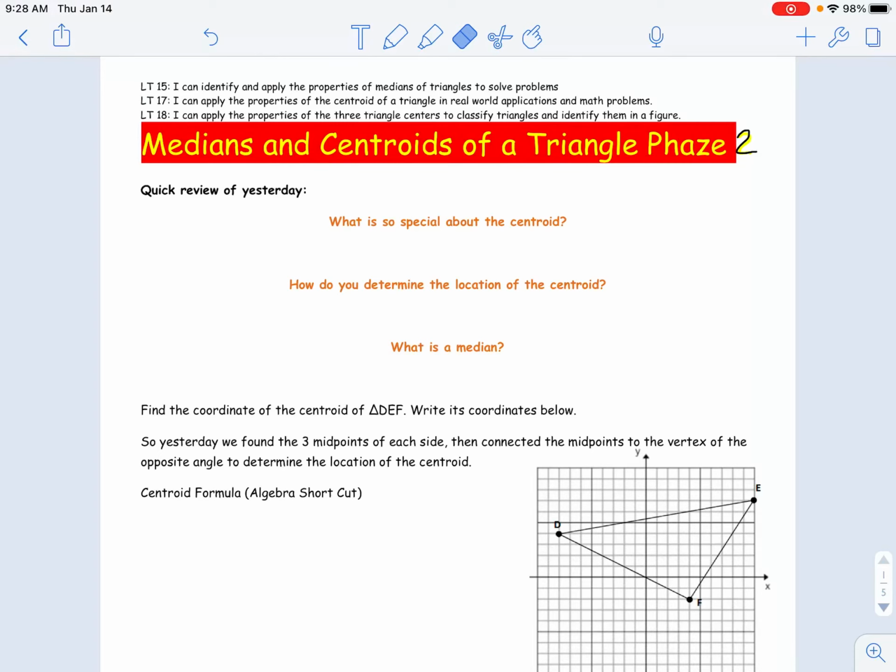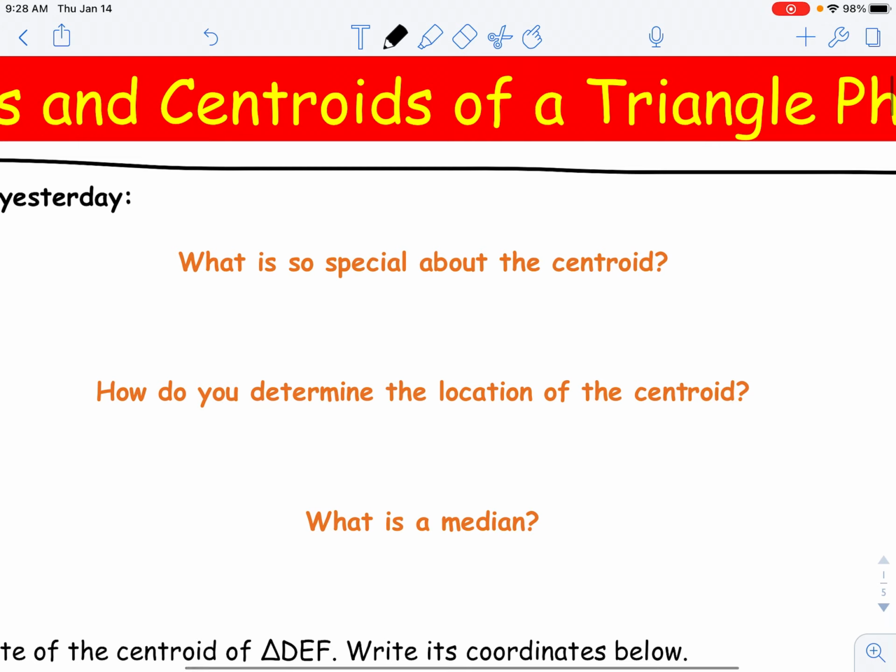Okay, students, so we're here with medians and centroids of a triangle, phase 2. We talked about this stuff yesterday, but we're going to talk about it again today, just to strengthen our skills and have a better understanding. All right, so what is so special about a centroid? What exactly is a centroid?